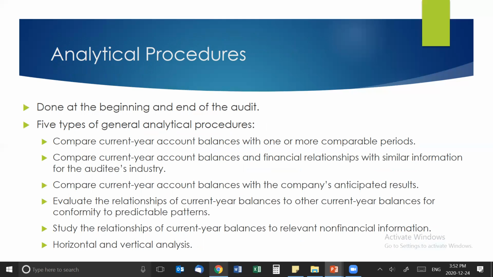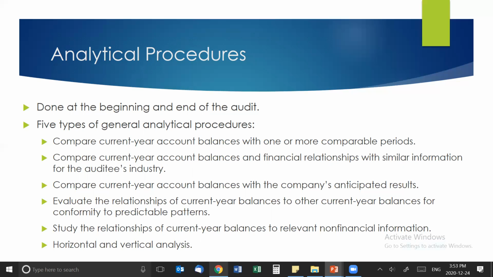Another thing that you do at the beginning and also the end of the audit is analytical procedures. Analytical procedures are things you have to do as part of your audit planning and as part of your audit. There are five general types of analytical procedures. For example, you would compare your current year account balances with previous year account balances. If revenue was 2 million this year and 1 million last year, how come it went up so high? These are things that let you start questioning.